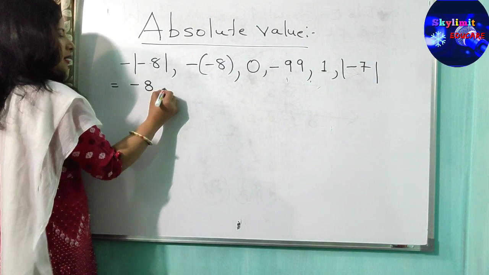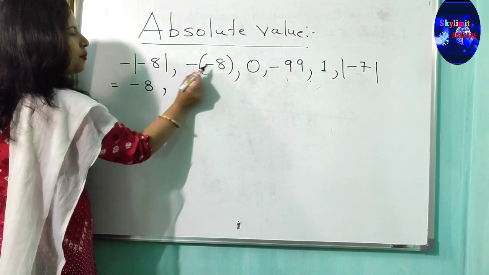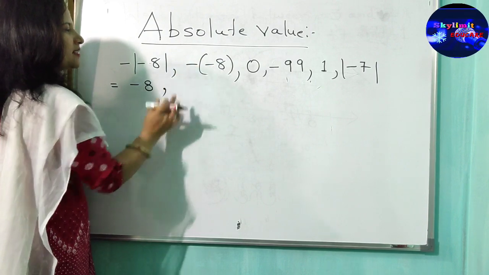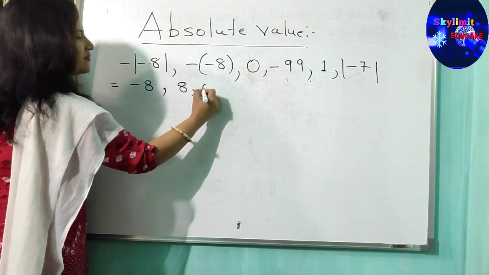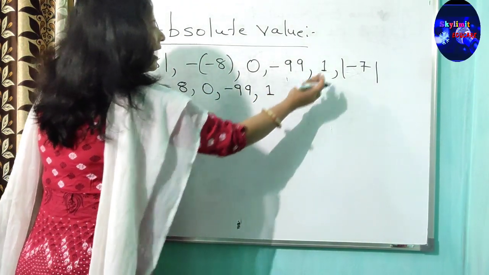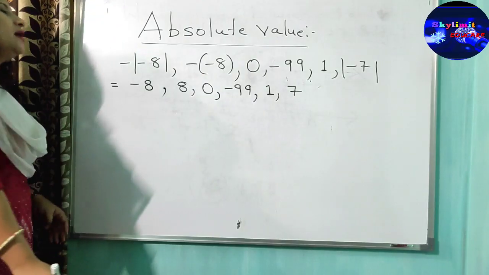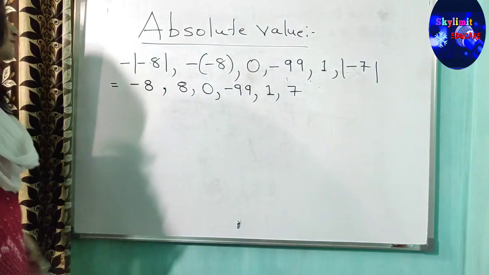But now here you have a common bracket. So you have to open the bracket by multiplying the two signs. Minus multiplied by minus will give you a plus. So it is 8. Then you have 0, then minus 99, then 1. And what is the absolute value of minus 7? I told you, the absolute value of a negative number is also positive, and the positive number is also positive.